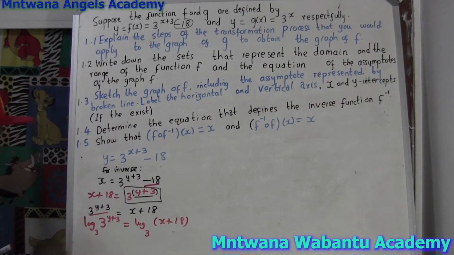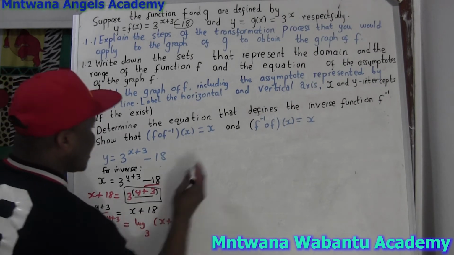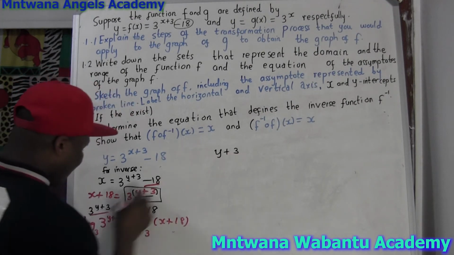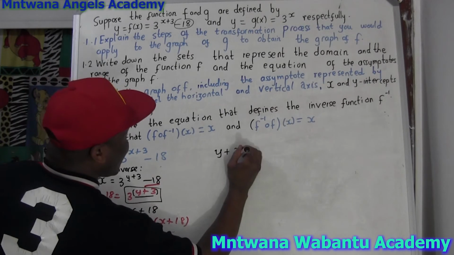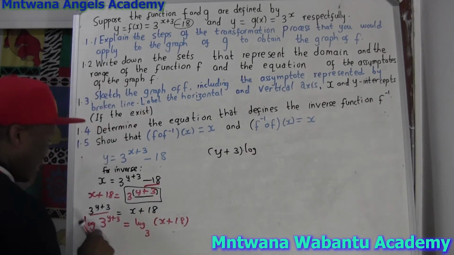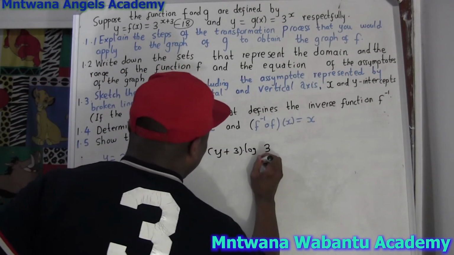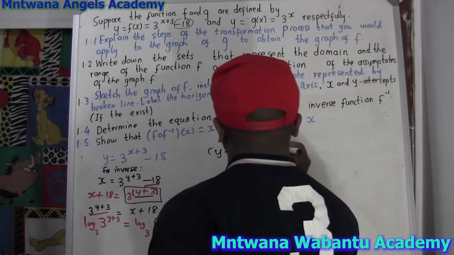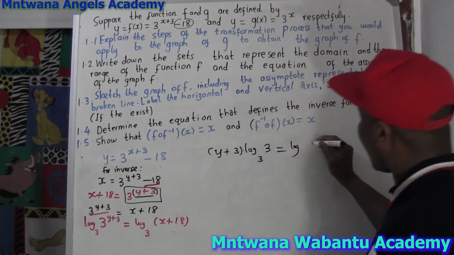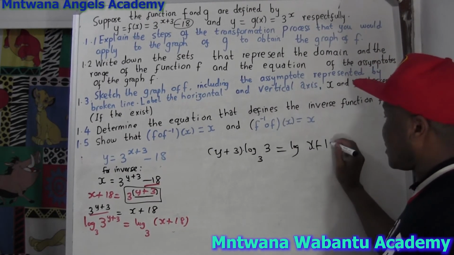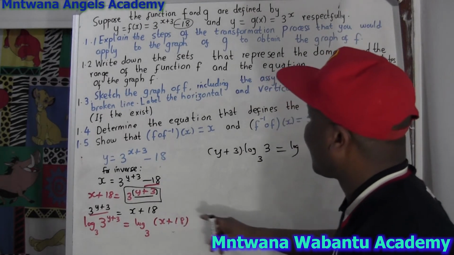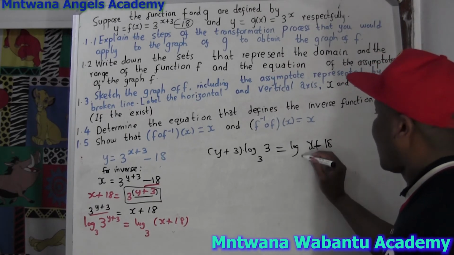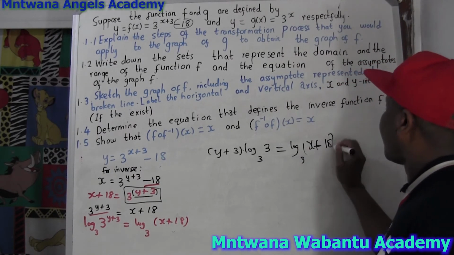So now what we're going to do, y plus 3 is going to go to the front. Here I'm going to be left with log of 3 under base 3, which was introduced, because I introduced base 3 on both sides. And then this is equal to log of x plus 18, under base 3.